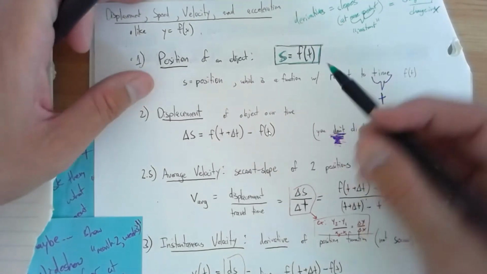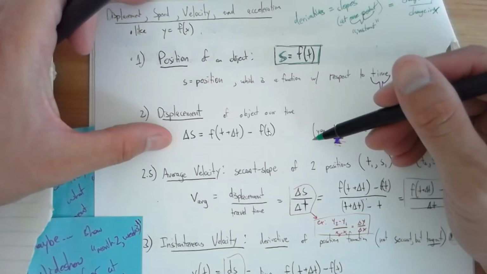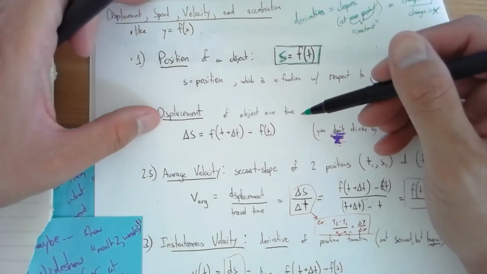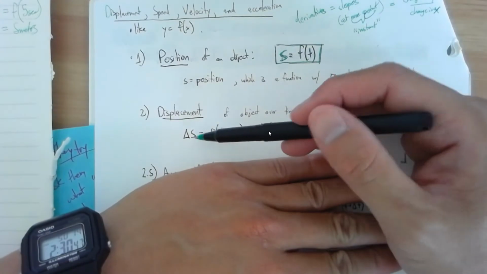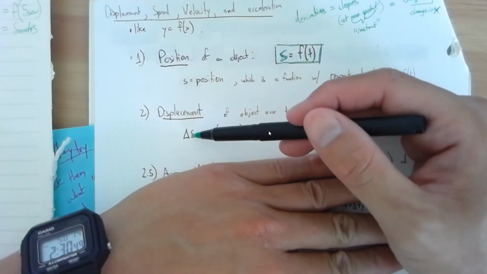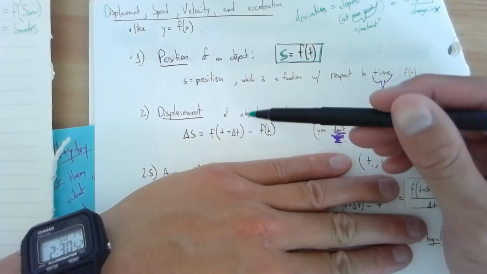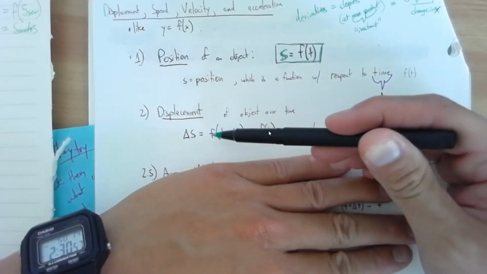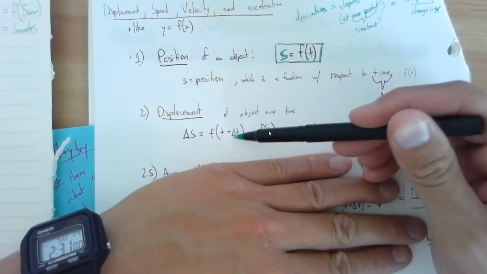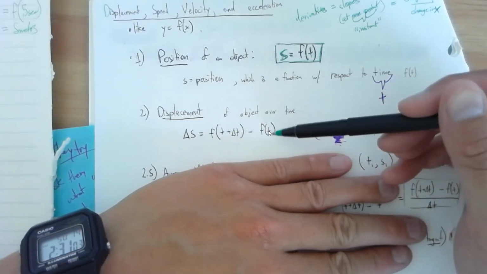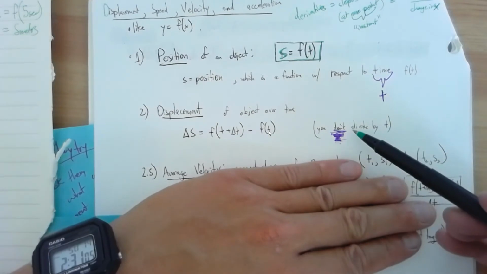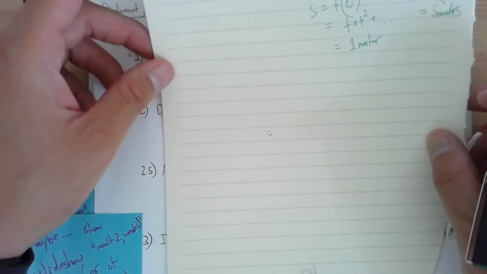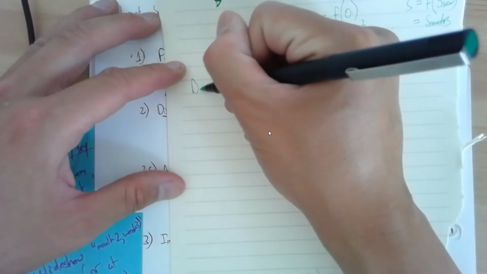And then we have the next thing, which is a change, okay? A displacement of object over time. So if you look at this, this is delta S. That means there's a change of position. So a change of position could be denoted as delta S, which stands for position, which is f of t plus delta t minus f of t. So what is that going to look like? And you don't divide by t, okay? So just keep that in mind because this can get kind of confusing with the next thing I'm going to talk about.